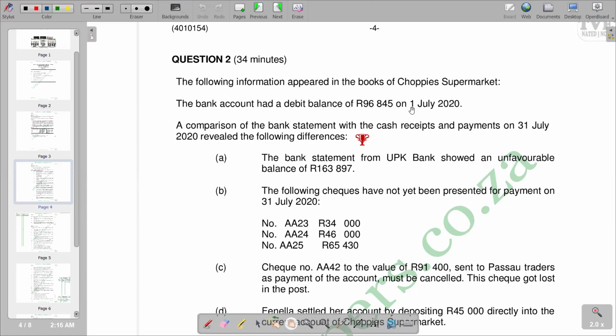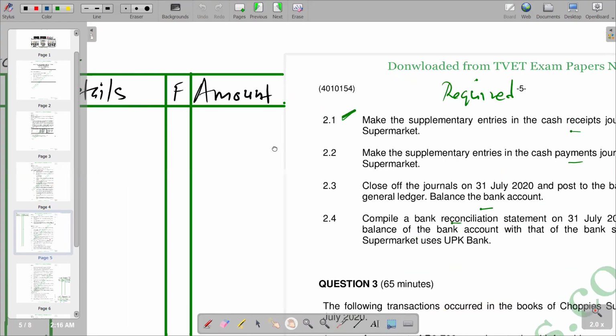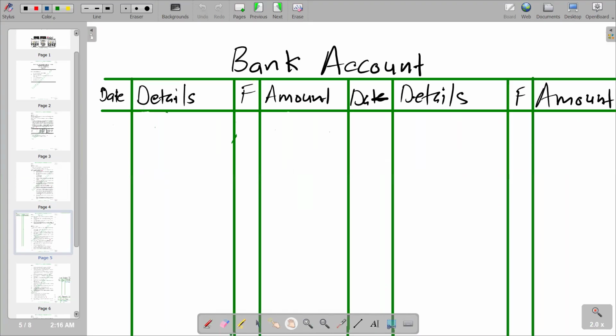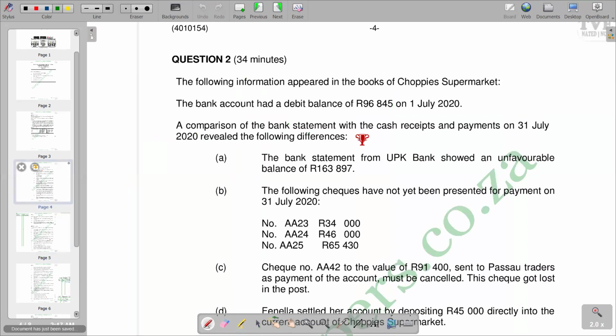Then in terms of the date, we have 1 July, so on the date column we put 1 July. This is our bank account, and here on the date is 1 July, and the details will be balance. Then the amount that we have there is 96,845. And then I will check the next balance that we are given.